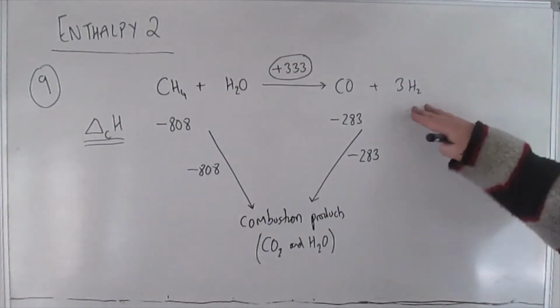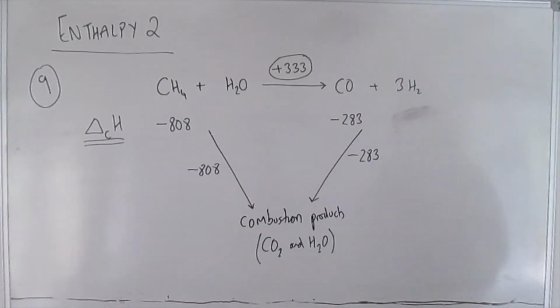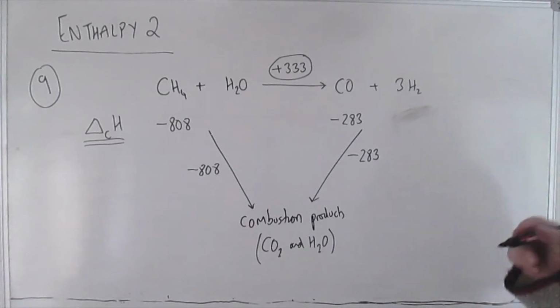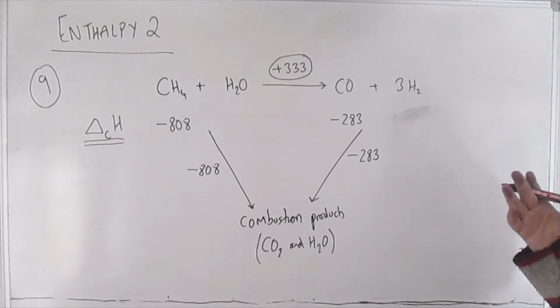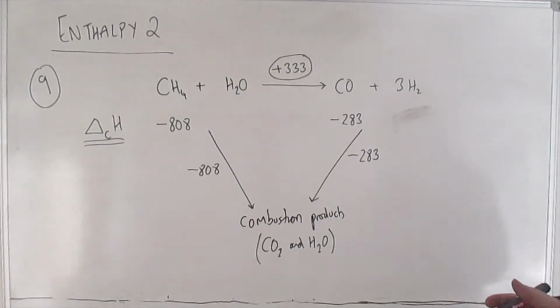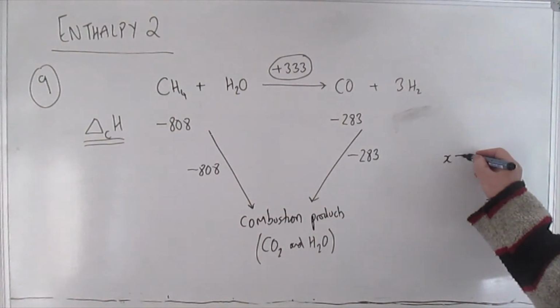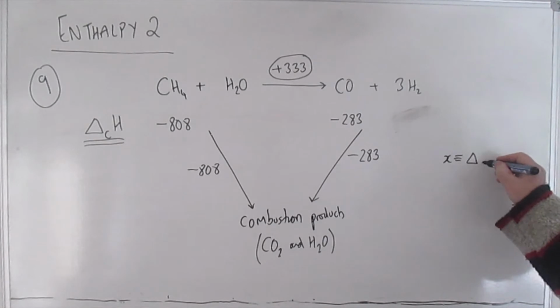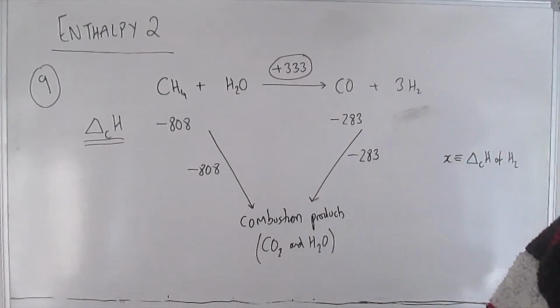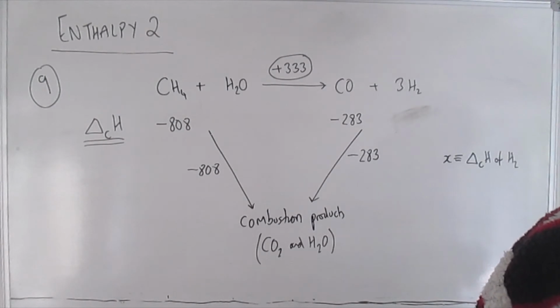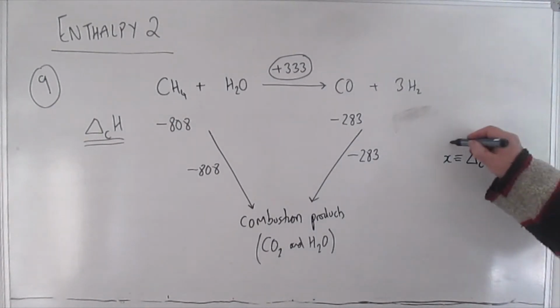Now hydrogen is the one we don't have any data for, so again we're going to bring X in. So let's do our definition. It's a good idea to write down the definition so that you and anybody looking at your working can understand clearly what X means when you introduce it. So if we define X to mean delta H of combustion of hydrogen, because that's what the question asks us to find.